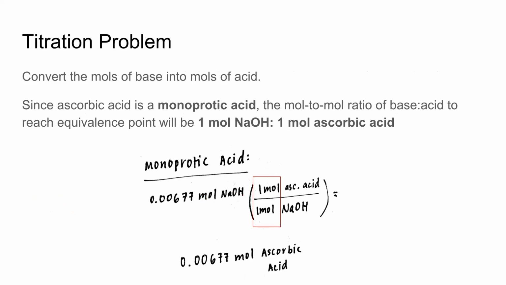In this case, since it is a monoprotic acid, we just need a 1-to-1 mole ratio. Therefore, the moles of ascorbic acid is going to be the same as the moles of NaOH. If you know this, then you can skip it. I'm just showing it so that you can follow the calculations.